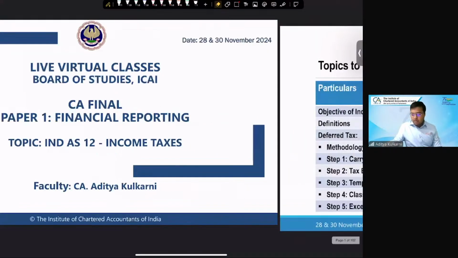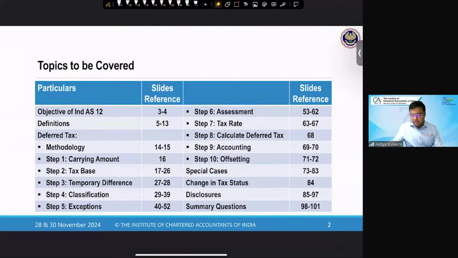So when I talk about Ind AS 12, what we will be going through is why do we need this particular standard, Ind AS 12? What are the definitions which are there? Most of it are very simple. You will be able to understand them easily. Then we will look at how to compute the deferred tax, certain special cases, changes in tax status, and disclosures. So with that, I think we should be in a position to close our discussions on this standard in the next session as well. So with that, let us start our discussions.